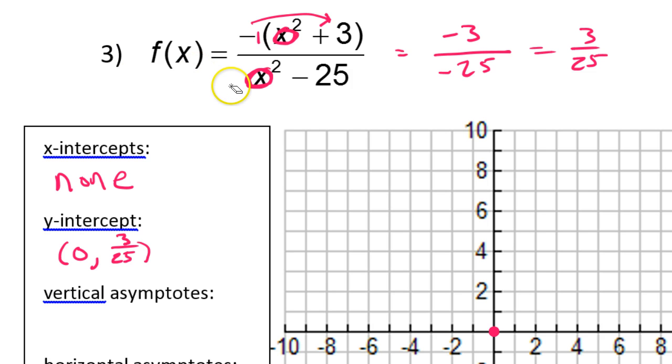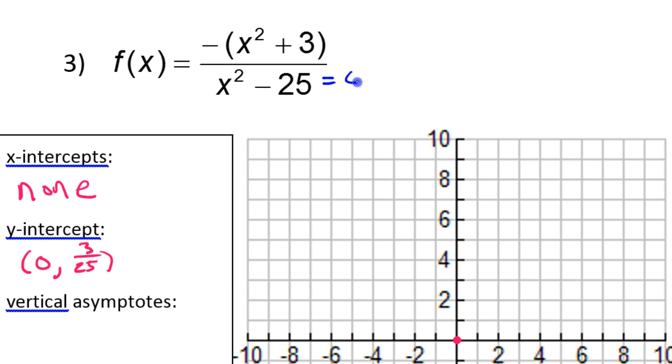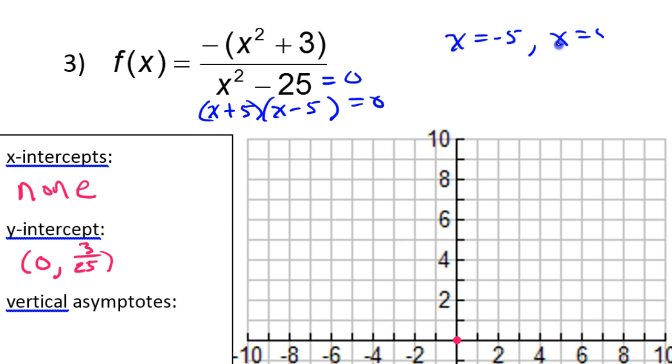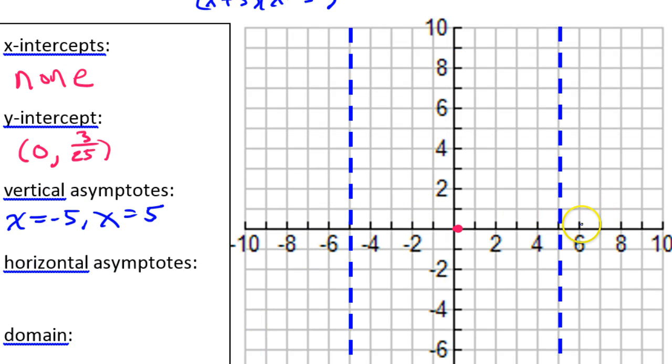Alright, next let's find our vertical asymptotes. You will find the vertical asymptotes by setting the denominator equal to 0. If I set the denominator equal to 0, one way I could solve this is by factoring. This is going to give me (x plus 5)(x minus 5). But that's going to give me x equals -5 and x equals +5. So those are my vertical asymptotes. Alright, so let's go ahead and graph those. Alright, and there they are.